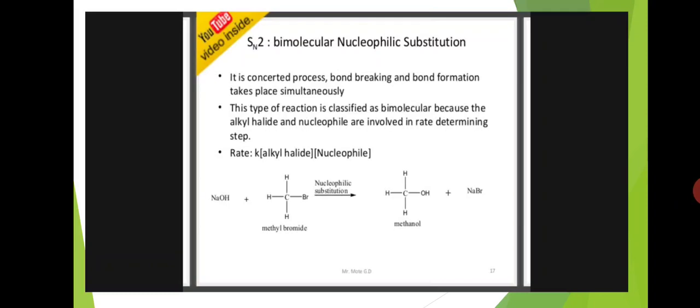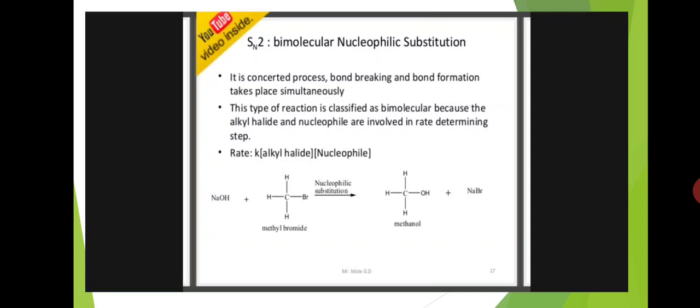This type of reaction is classified as bimolecular because the alkyl halide and nucleophile are involved in the rate determining step. Okay, why is it called bimolecular? Because in this reaction the alkyl halide and nucleophile both participate in the rate determining step. So the rate of the reaction depends upon both concentrations, the nucleophile concentration and the alkyl halide concentration also. That's why it is called a bimolecular nucleophilic substitution reaction.